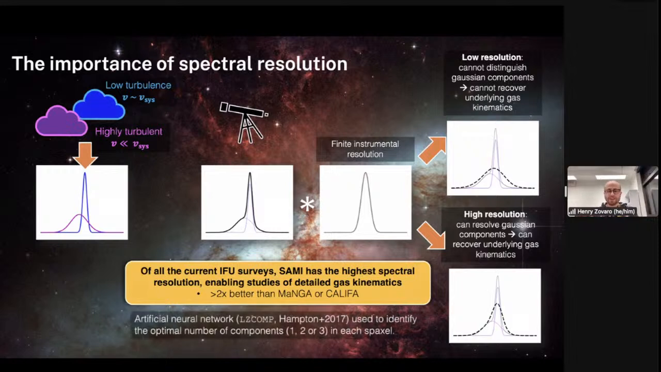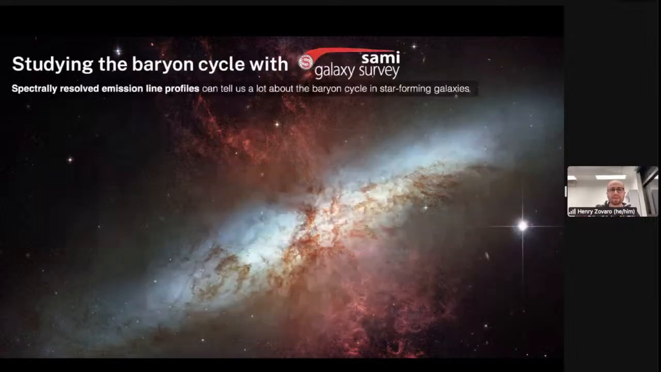As a technical side note, the way that the fitting was done to the data in the survey was that for each spaxel, so each spatial pixel within each galaxy, 1, 2, and 3 Gaussian components were fit to each emission line, and then an artificial neural network was used to determine the optimal number of emission line components that should be in each spaxel. Happy to talk about that in a bit more detail later if anyone's interested.